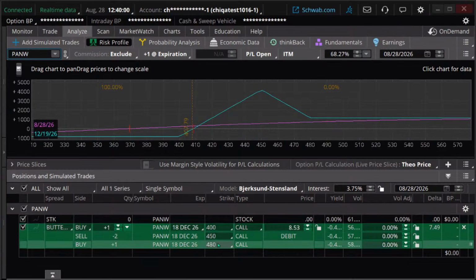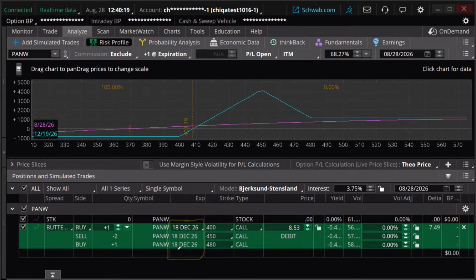400, 450, 480. So where's my target? My target is going to be middle strike, 450, right there, our max gain. If it goes up more and more and more, that's great. But look at my expiration. We're going to the end of the year.